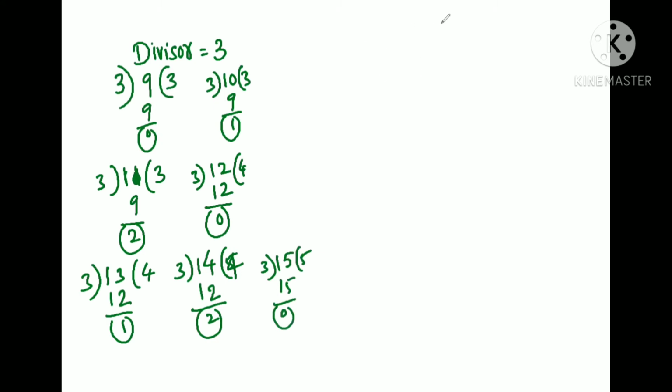Now, according to the division algorithm, dividend is equal to divisor into quotient plus remainder. Let us verify this using the division algorithm.